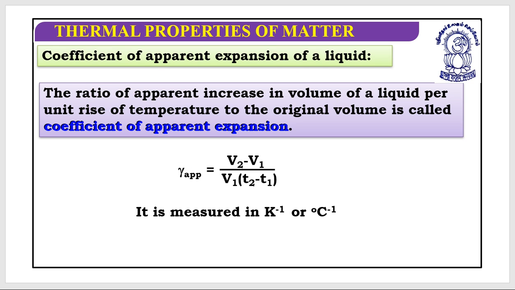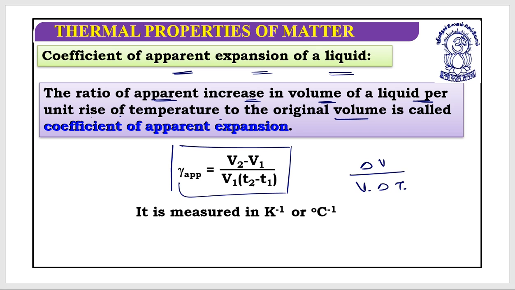Let's look at the coefficient of apparent expansion of a liquid. It is basically the ratio of the apparent increase in volume of the liquid, delta V, per unit rise of temperature, delta T, to the original volume, V. So this gamma apparent could be written as delta V by V into delta T, where delta T is the change in temperature. It is measured in Kelvin inverse or degree Celsius inverse.